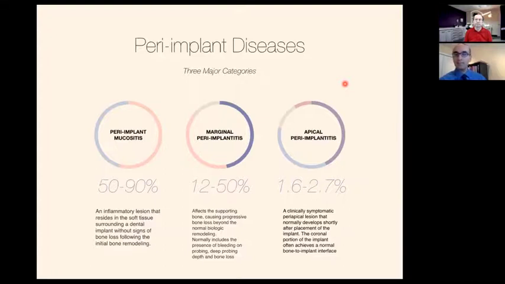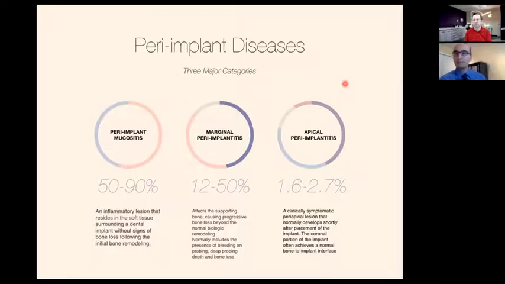The prevalence of marginal peri-implantitis or crestal peri-implantitis can be from 12% to 50% of implants, depending on different number of studies. The clinical presentation of peri-implantitis or marginal peri-implantitis is bleeding on probing, deep probing depth, and radiographic bone loss. So when you look at your implant and you see bone loss beyond the physiologic remodeling that usually happens over the first 2-3 months after insertion of the implant, this is considered marginal peri-implantitis.